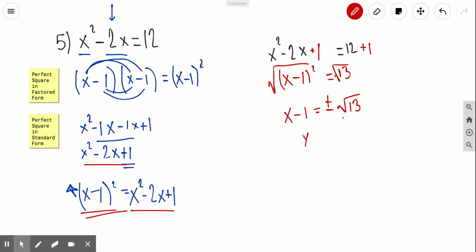My last step is to add 1 to both sides, and I end up with 1 plus or minus the square root of 13. If you typed your original equation into a calculator, 1 plus the square root of 13 minus 2 times 1 plus the square root of 13, your final answer would be 12. This x value is the solution to our original equation.